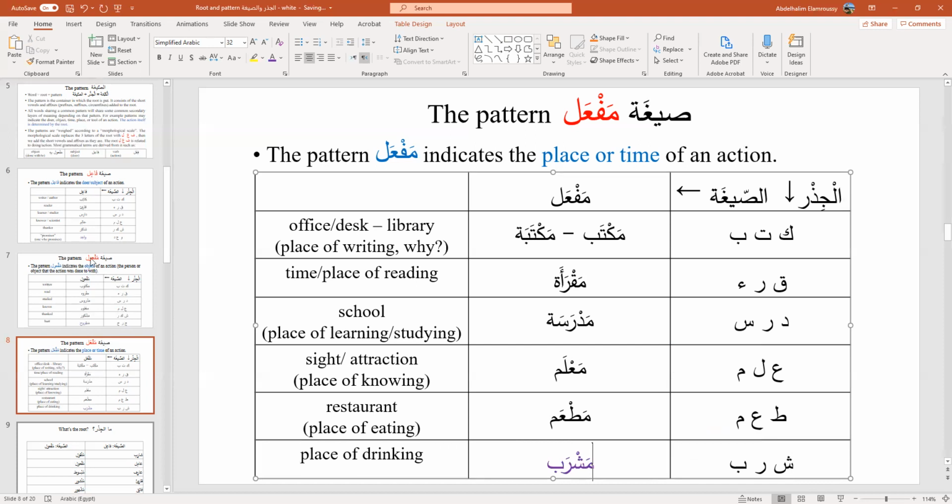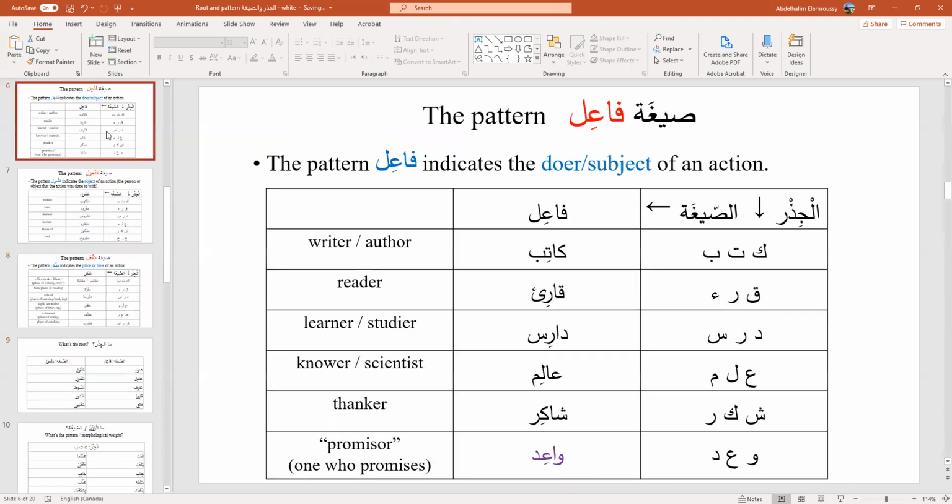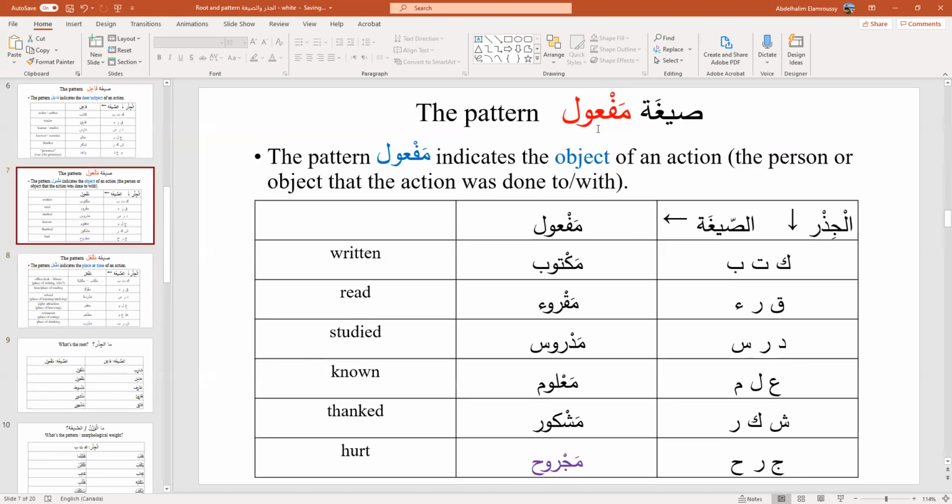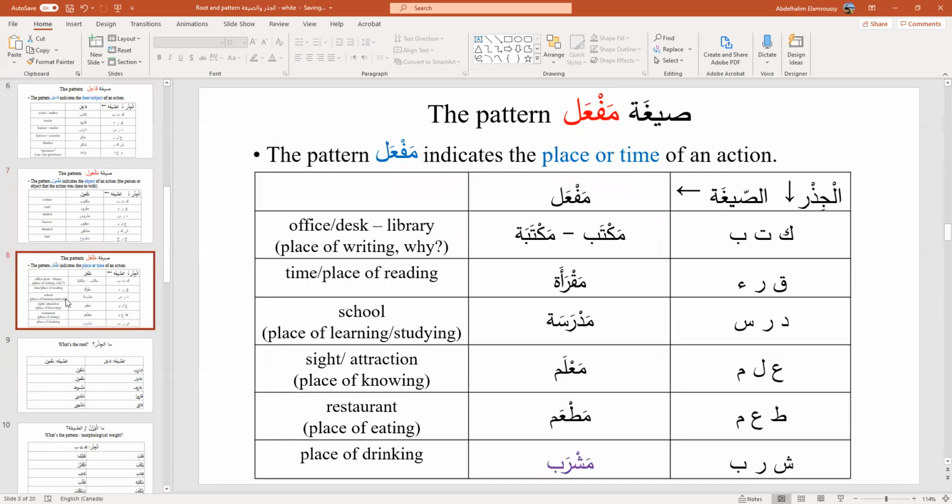So these are the only three patterns that we'll go over in this file here. The pattern fa'il, which indicates the doer or the subject of the action. The pattern maf'ul, which indicates the object of the action. And finally, the pattern maf'al, which indicates the place or time of the action.